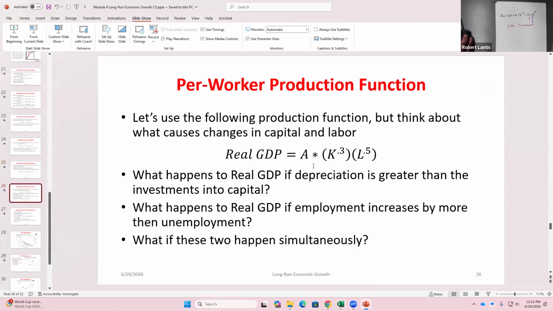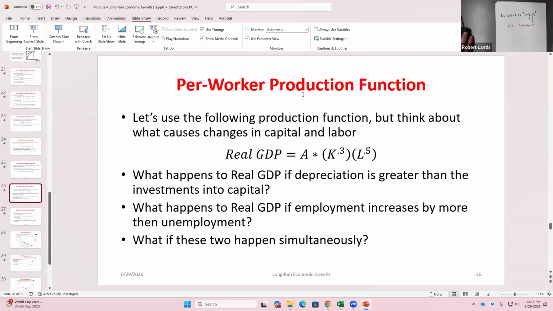So I went a little bit out of order here, and I gave you some examples already of this. I gave you an example already about what happens if depreciation is greater than the investments in the capital. We said that would decrease capital and decrease real GDP. So we know that if this is true, we would see a decrease in our overall level of capital, which would decrease real GDP. But what happens if our employment is increasing by more than our unemployment?